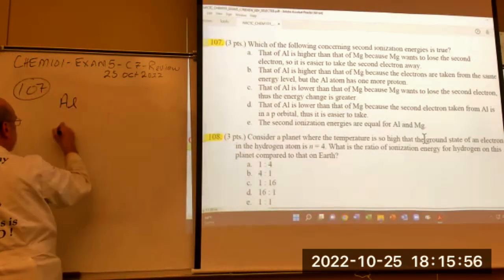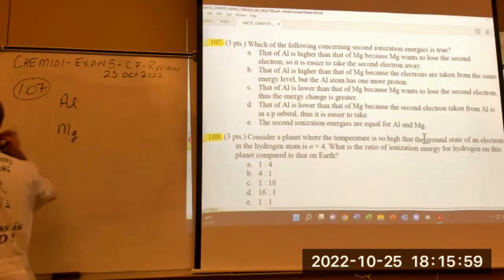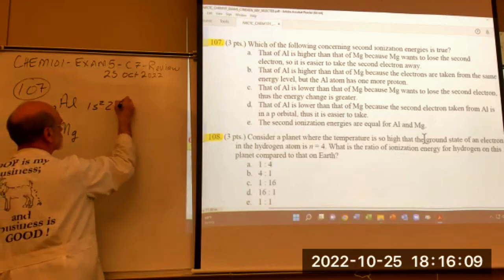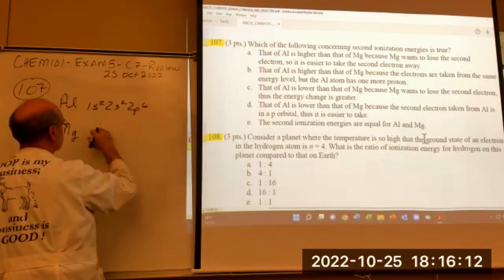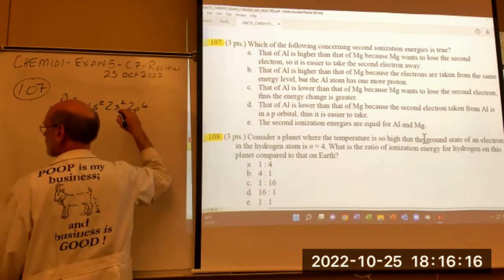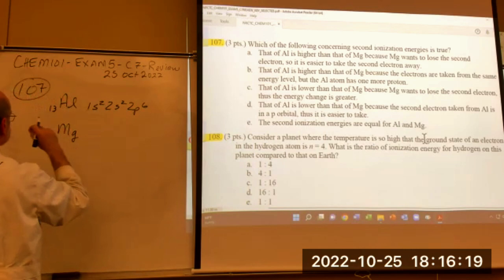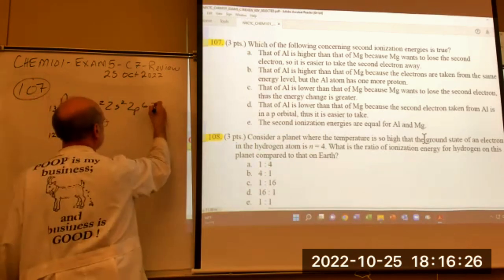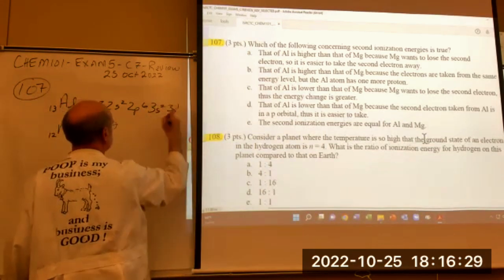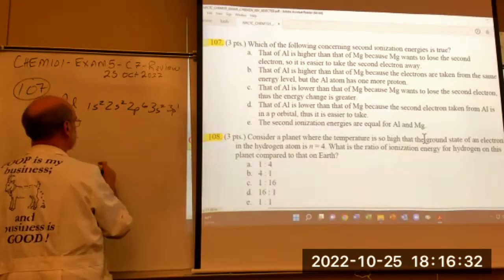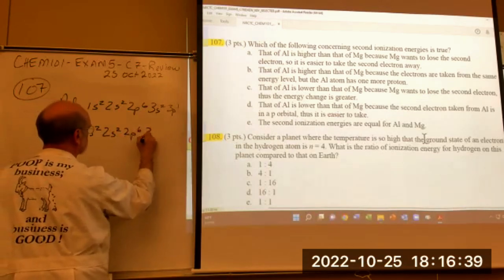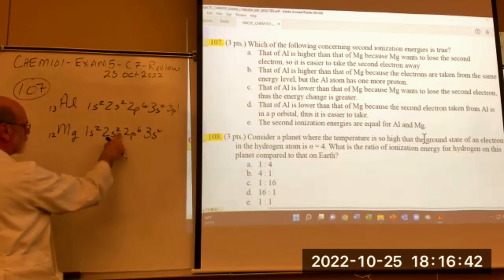Aluminum and magnesium. So aluminum is 13. Magnesium is 12. Okay. So this is 1s2, 2s2, 2p6. That's 10. Wait a minute. 1s2, 2s2, 2p6, 3s2 and 3p1. So that's 10 plus 3 is 13. There we go. Magnesium is 1s2, 2s2, 2p6, 3s2. 2, 4, 10, 12. Okay.